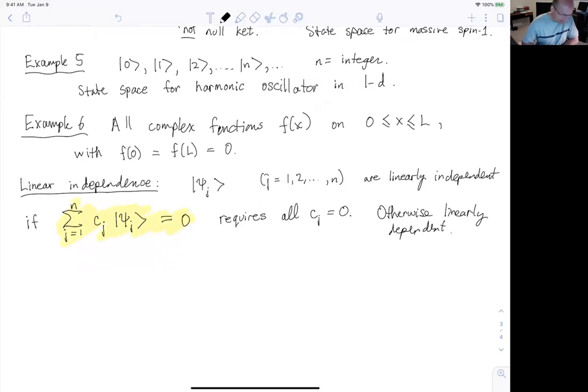So another way of saying this is, if they're linearly independent, you can't write any of them as a linear combination of the others. Because if you could, you could take the yellow highlighted equation and just move one of the kets to the other side, and you would have written it as a linear combination of the other kets.